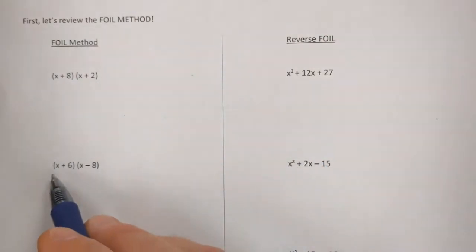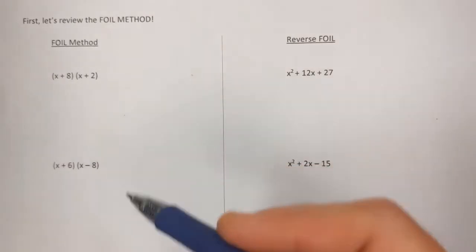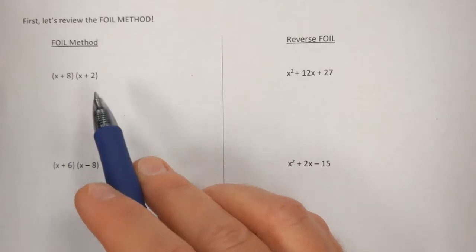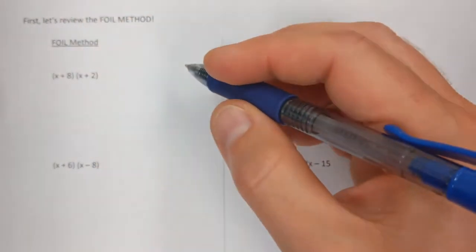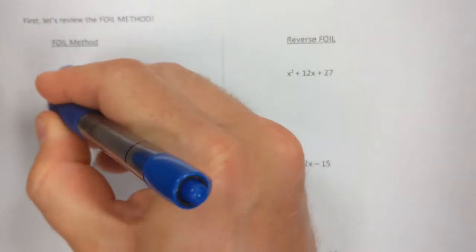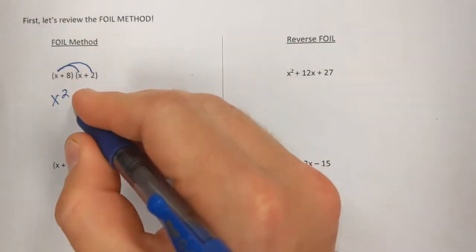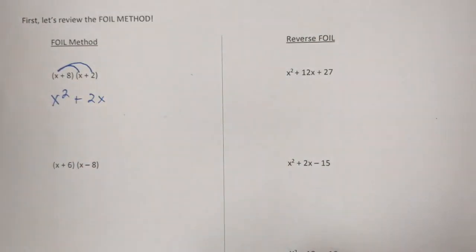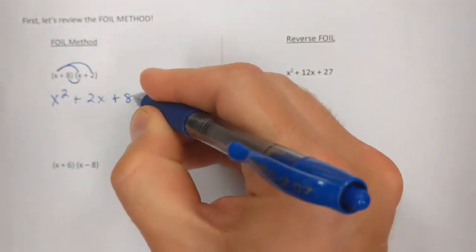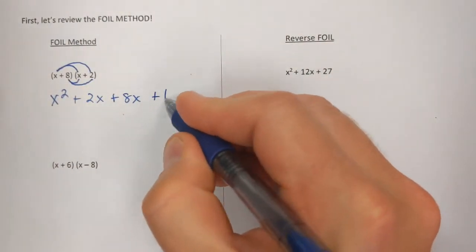Let's do this one together, and I'm going to have you try this one on your own. Here's what the FOIL method is. You learned the FOIL method, I'm sure, in Algebra 1. Anytime you have a binomial like x plus 8 times another binomial like x plus 2, there's actually 4 multiplications that need to happen. First, you need to distribute this x. We're going to do x times x is x squared, and x times 2 is 2x. But then we also need to distribute this 8. We need to do 8 times x, which is 8x, and 8 times 2, which is 16.